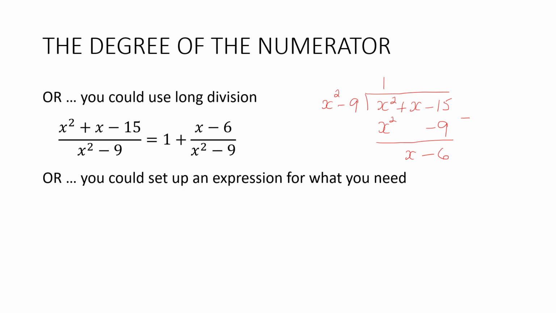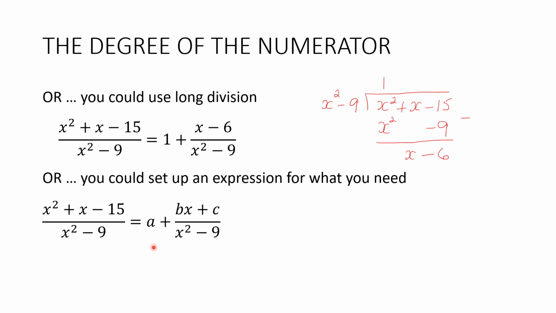Or you could set up an expression for what you need. You could rewrite this as some constant plus bx plus c over x squared minus 9. See, a lesser degree than the denominator. And you're probably way ahead of me, because you could also do it like this and do it all in one go.